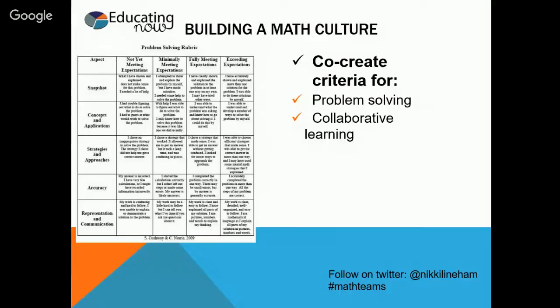So that's how we start: we start creating these criteria with the students so that they have a very clear understanding of what our expectations are and what their learning goals are.